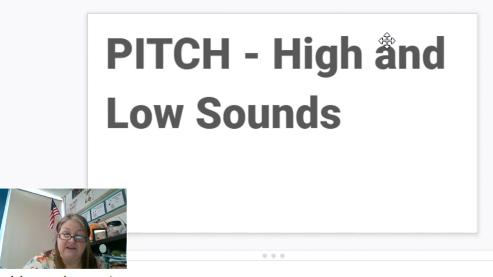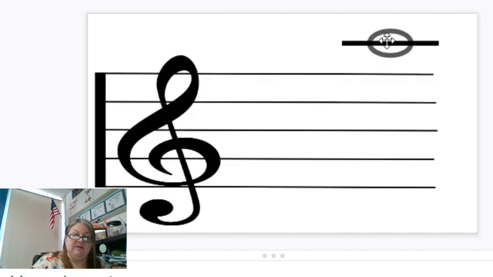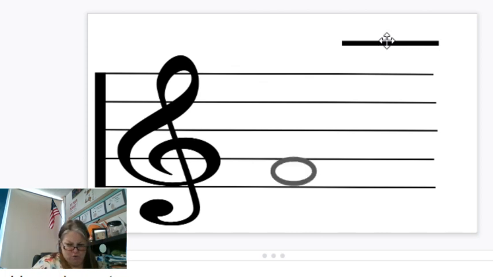Pitch, high and low sounds. That is a high sound. That is a low sound. That is a kind of high sound, especially if that third line is considered in the middle. That would be on the high side.